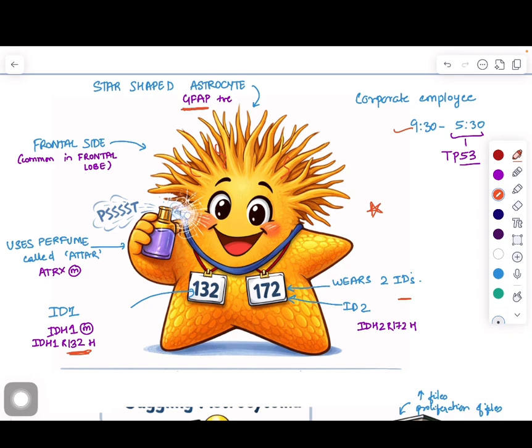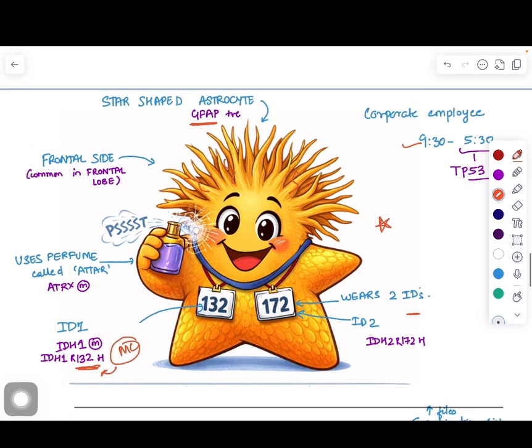So IDH1 R132 mutation is the most common mutation, and IDH2 R172 mutation is also present. Okay. So this particular mutation is detected by IHC. So we have IHC for R132. Now if it comes negative, but you think that it is astrocytoma, then you can go for further testing. But IHC for R132H is done.